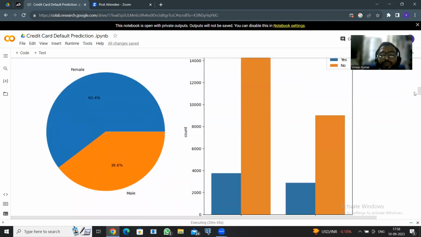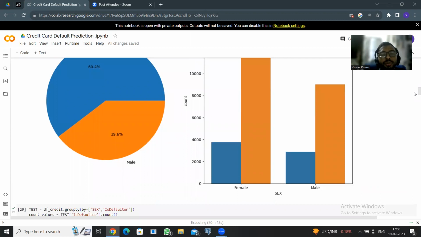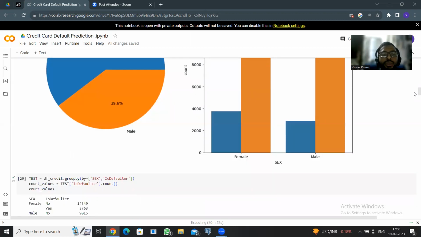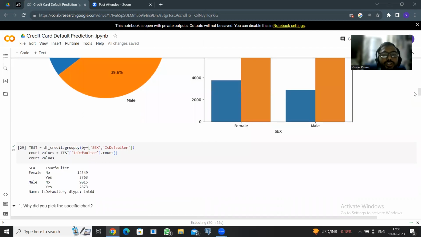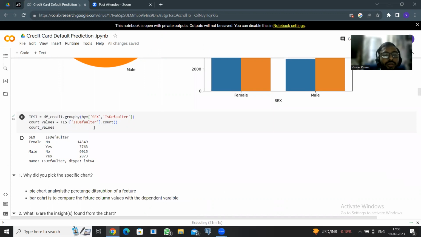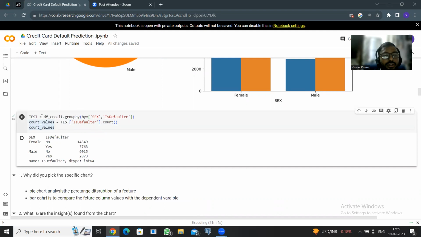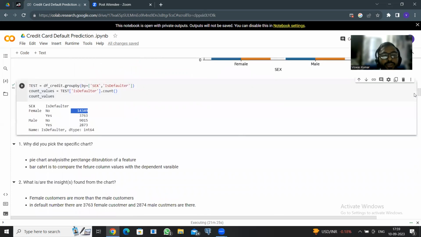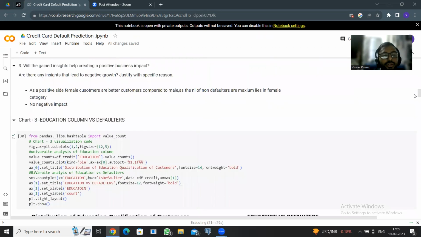Comparing the defaulters and non-defaulters, we have an almost equal number of defaulters, with only a slight difference, and for the non-defaulters, female customers are more likely to have a non-defaulting history. So from the business point of view, it is good to have more female customers, as in most cases they are non-defaulters.